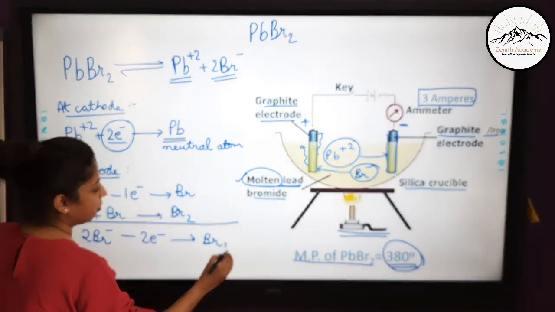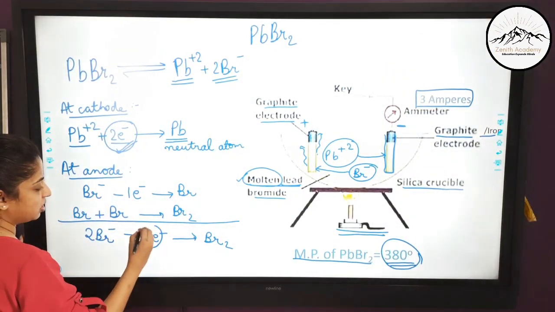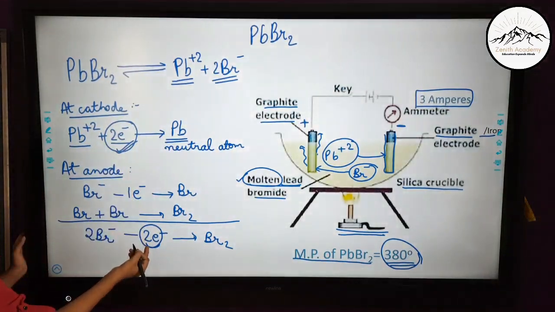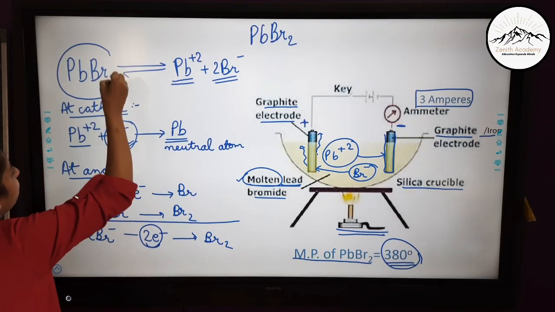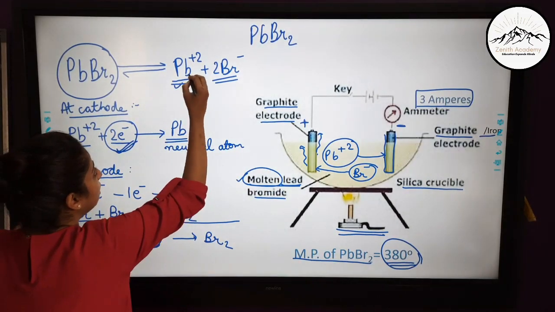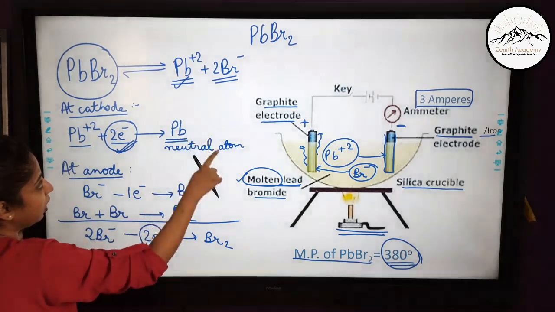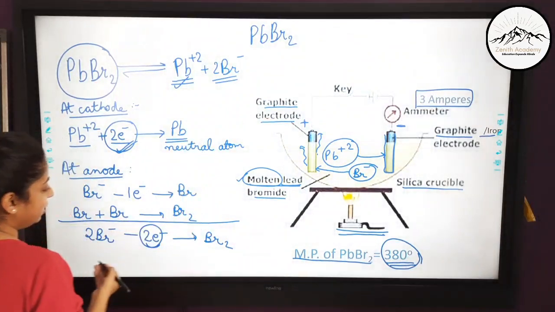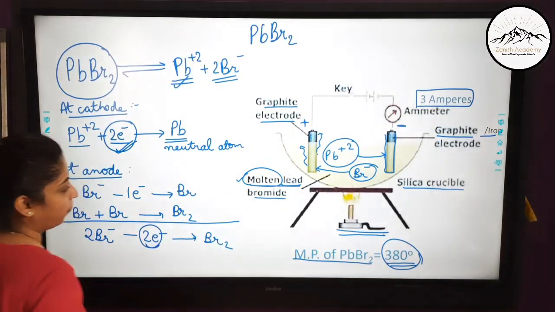So always remember that the number of electrons remains same. Electrons gained should be equal to electrons lost. So that is why when this lead bromide dissociates in the electrolyte, one lead ion converts into a neutral atom and two bromide ions donate these two electrons and form bromine gas here.